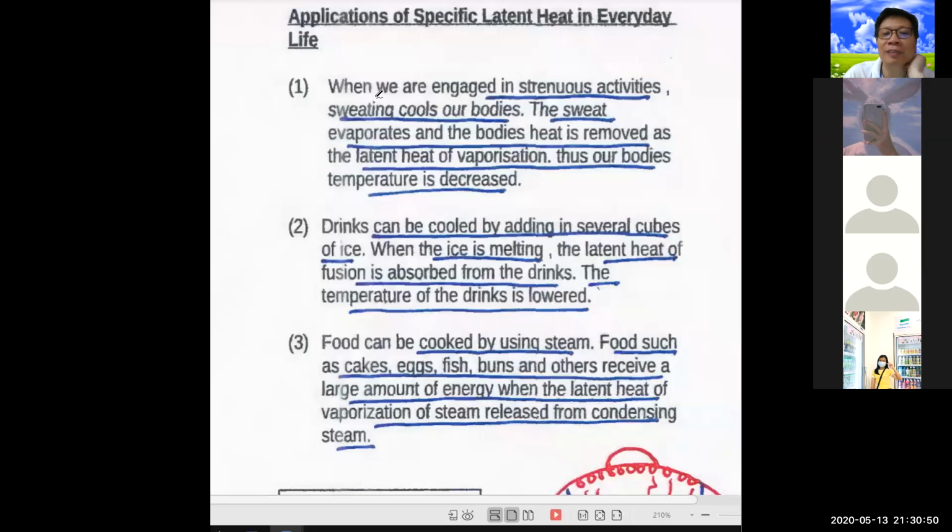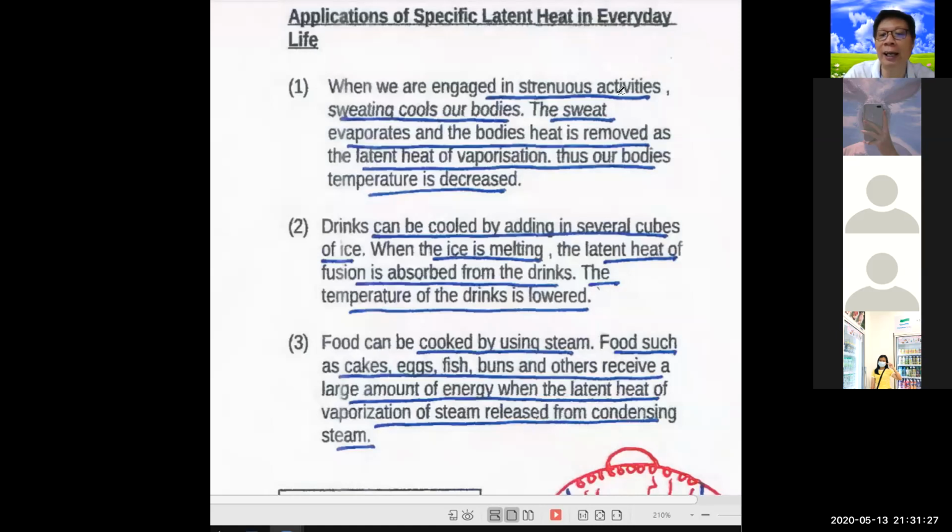Now let me explain. When we are engaged in exercise, strenuous activity, we sweat. Sweating cools our body. I'm sure when you do exercise and sweat, after that you feel your skin very cold. You know why the sweat can make your skin cold? Not your body temperature, your blood still remains 37 degrees. You won't change the temperature, only the skin. The skin will feel cold after you sweat.